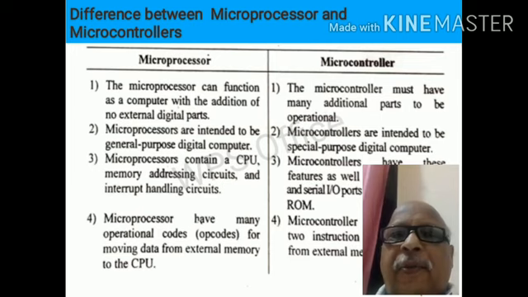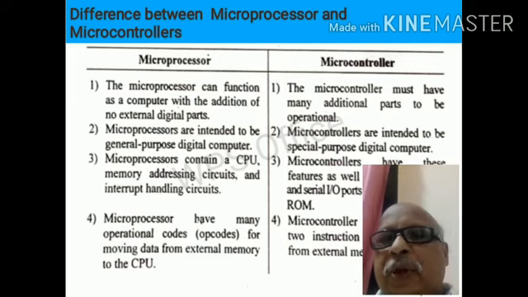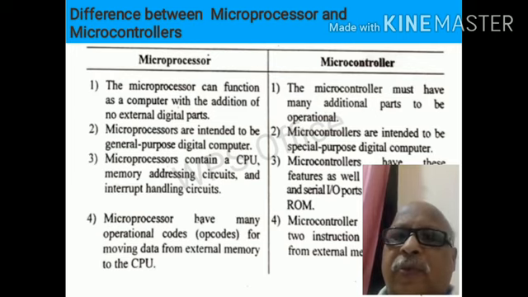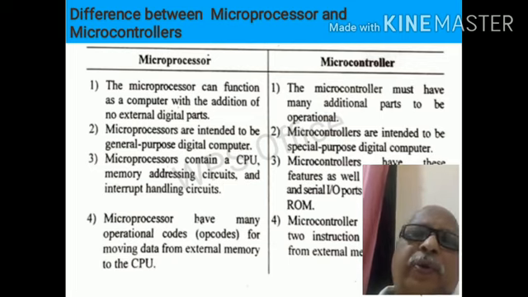A microprocessor has many operational codes for moving data from external memory to the CPU. A microcontroller may have one or two instructions for moving data from external memory to the CPU. So these are the differences between the microcontroller and the microprocessor.